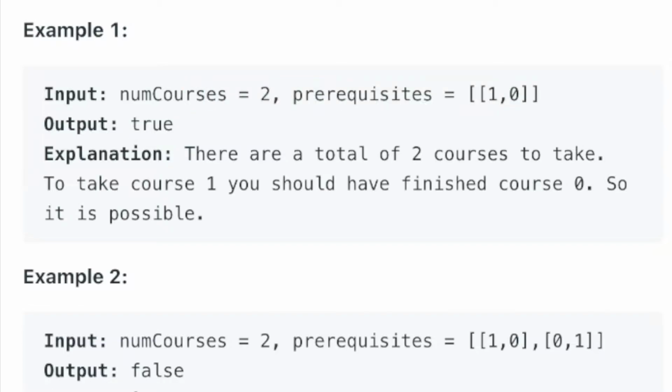The only reason we wouldn't be able to take all the courses is if there's a cycle in this graph of edges that they give us. Which would mean that there's at least two courses that are prereqs of each other, which means that it's impossible to take either course, right?